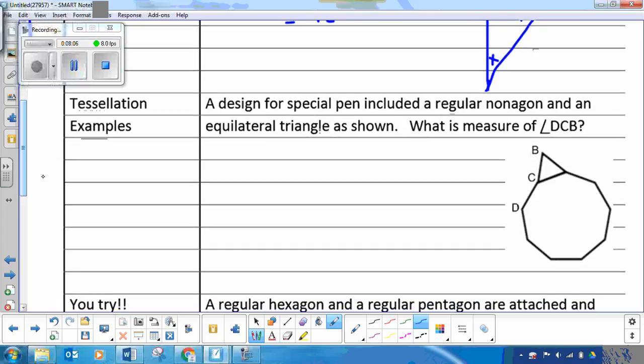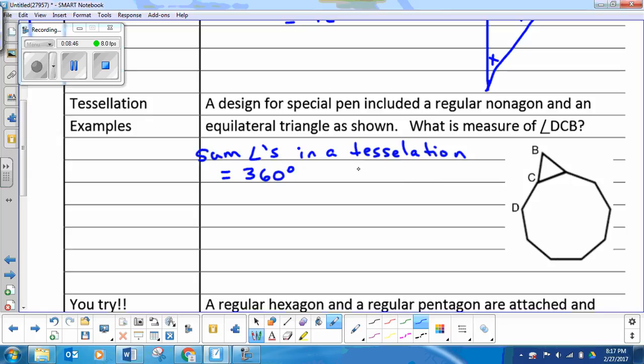All right, going on to tessellations, and we discussed the fact that tessellations always occur in 360 degrees, or rather the sum of the angles in a tessellation is 360 degrees. So let's just reiterate that. The sum of the angles in a tessellation is always equal to 360 degrees. And that's hugely important with what we're about to do in terms of these examples.